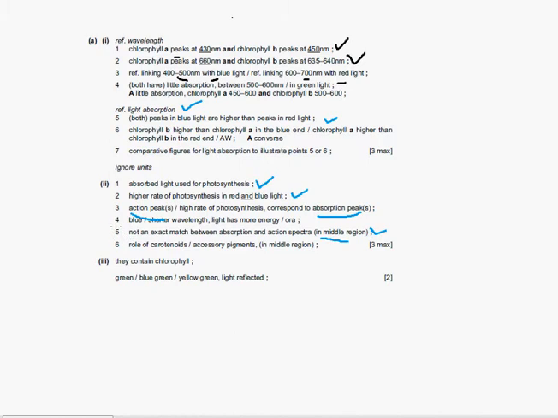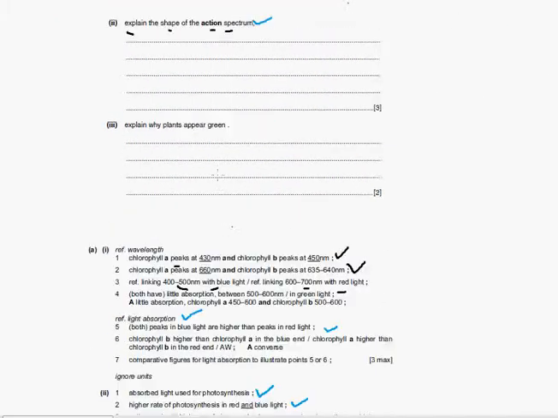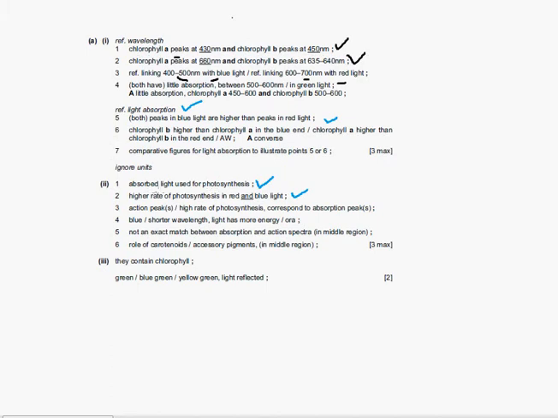So there are three things to note actually in this action spectrum. What are those? First, higher rate of photosynthesis in red and blue light. So this is the first point to note. Okay, and the second point is this one: not an exact match between absorption and action spectra in the middle region.